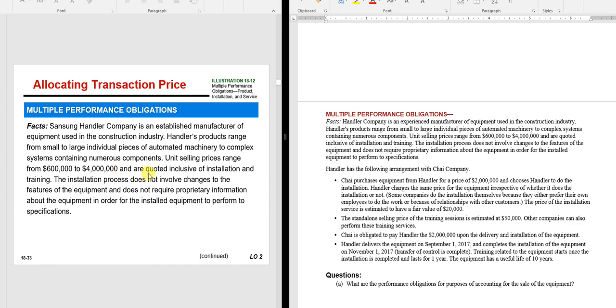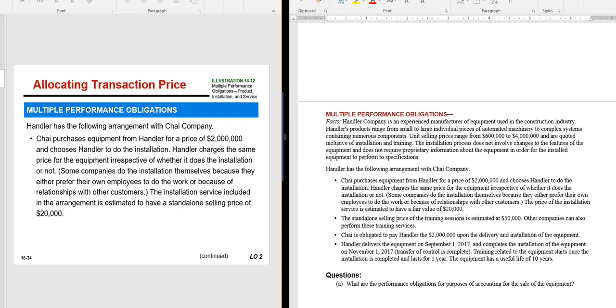So notice that includes installation and training. So that's going to be our question. Is the sale separate from the installation and training? The installation process does not involve changes to the feature of equipment and does not require proprietary information about the equipment in order for the installed equipment to perform to specifications. Basically what they're saying here is anyone could install this. You do not need our people to install it. You could hire someone else to install it. Okay?